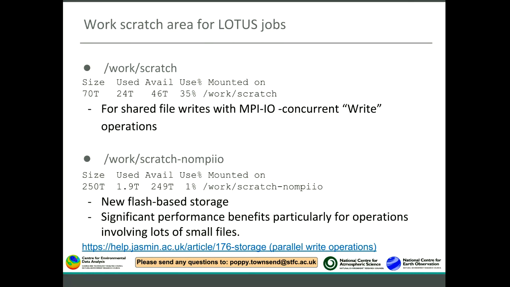It uses a new flash-based storage, and it has better performance dealing with large numbers of small files. There are other systems which don't allow parallel write operations. So I'll encourage you to have a look at the table in this article, 176 storage, about group workspaces that reside under the Jasmine 4 storage, because this storage won't allow concurrent writes. But I won't be covering this today.